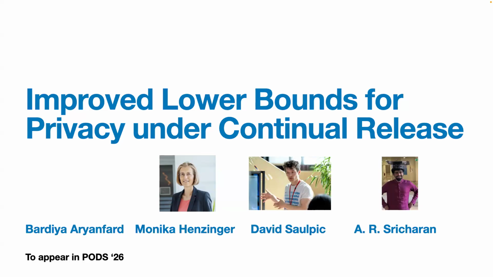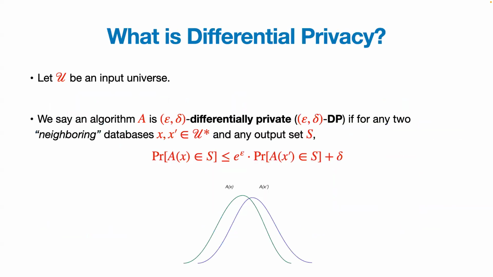This talk is going to be on our recent paper, Improved Lower Bounds for Privacy under Continual Release, which is going to appear in PODS this year. And it's joint work with my advisor, Monika Henzinger, David Saulpic from France, and Jalaj Upadhyay from University of Vienna. And feel free to interrupt me whenever.